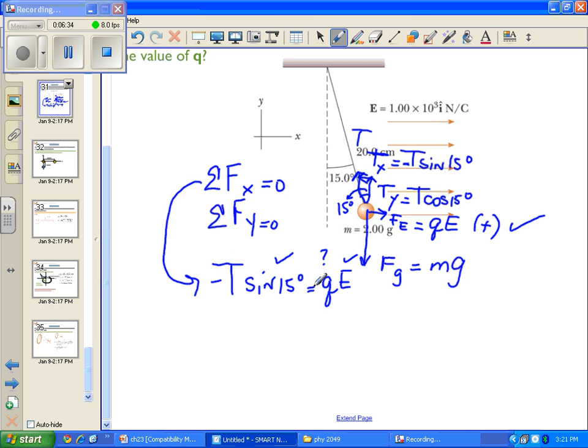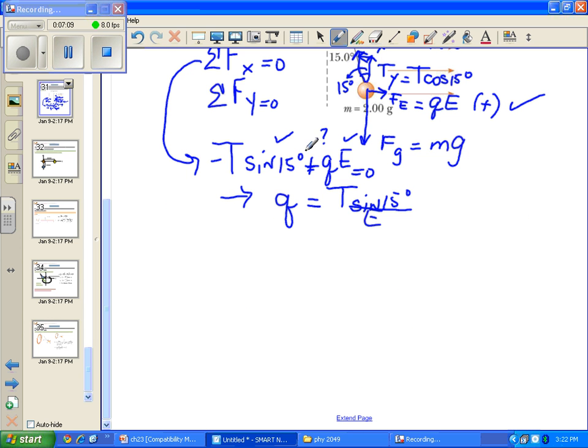Therefore, this is a positive and these add up to 0, which means that if we solve for Q, that is take QE to the right-hand side of the equation, then the negative sign that will be placed in front of QE balances the negative sign in front of T, and so Q is equal to T sine of 15 divided by E. Now remember, we know E and we know sine of 15, but we don't know T.